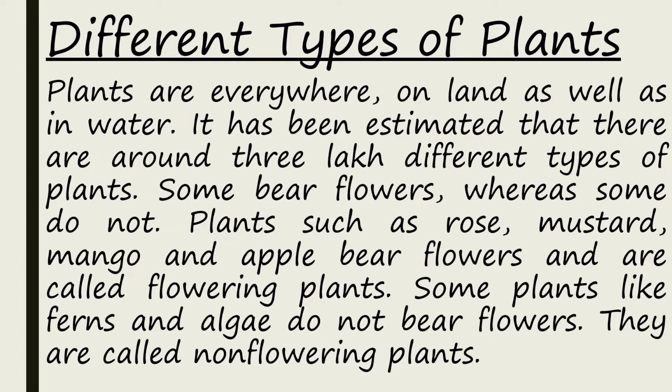Types of plants. Plants are everywhere on land as well as in water. It has been estimated that there are around 3 lakh different types of plants. Some bear flowers, whereas some do not. Plants such as rose, mustard, mango, and apple bear flowers and are called flowering plants. Some plants like ferns and algae do not bear flowers. They are called non-flowering plants.